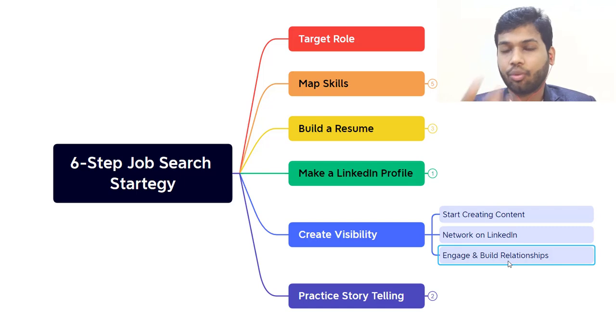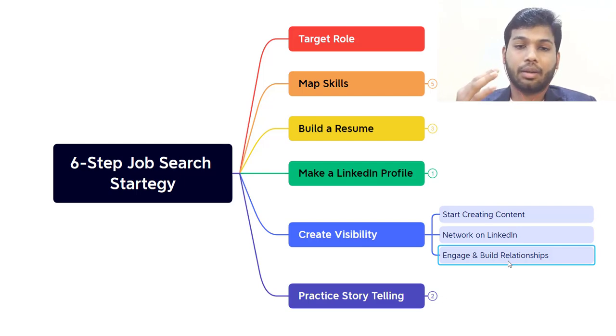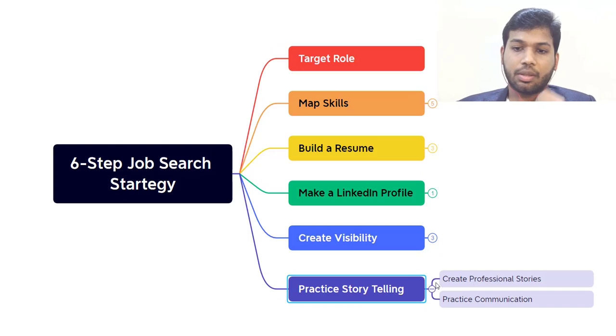Also, you can create an outreach and you can connect with the people and talk with them about the hot topics in the industry and try to network with them, try to get to know them more, so that they understand and they remember you whenever they find a job opportunity in their organization or outside their organization. And the last, sixth step is practice storytelling.